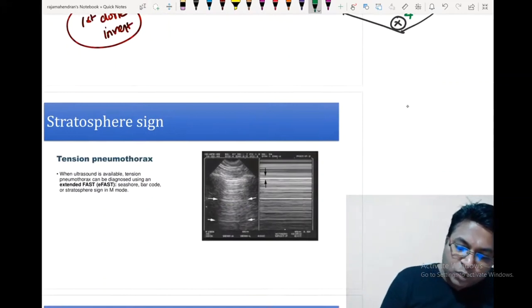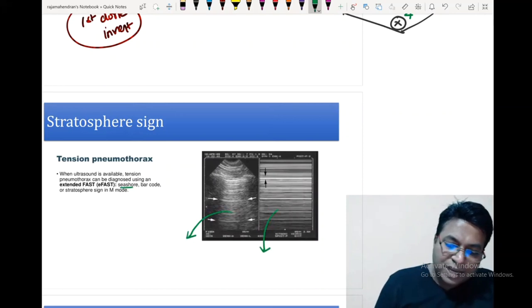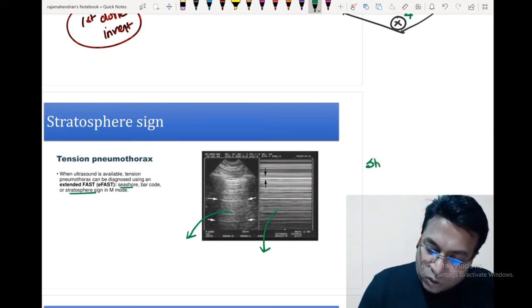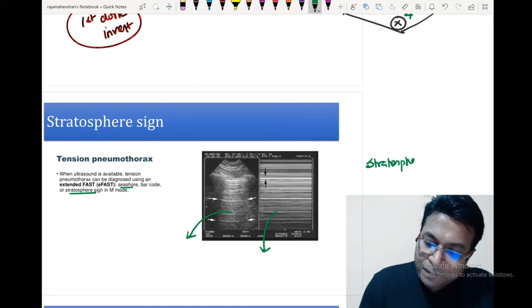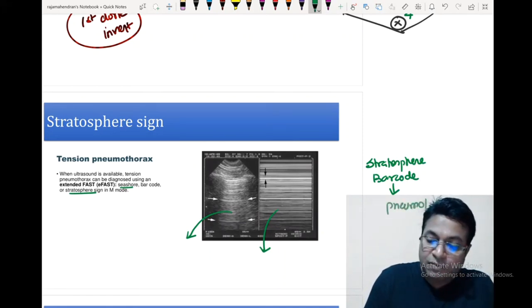If you get a stratosphere sign, it looks like a seashore sign. This is the barcode sign or stratosphere sign. So this stratosphere sign in the lung, or barcode sign in the lung, is seen in pneumothorax. Please remember, it is a finding of pneumothorax.